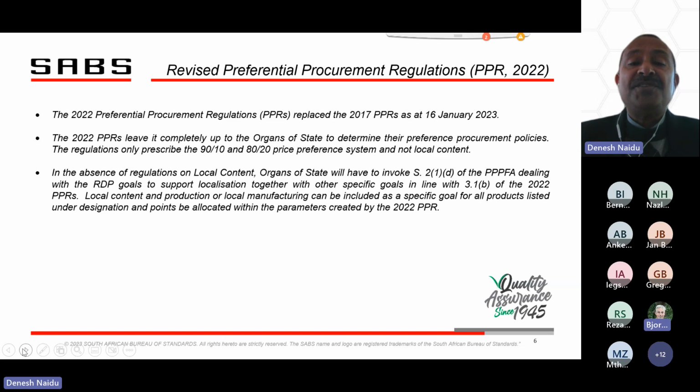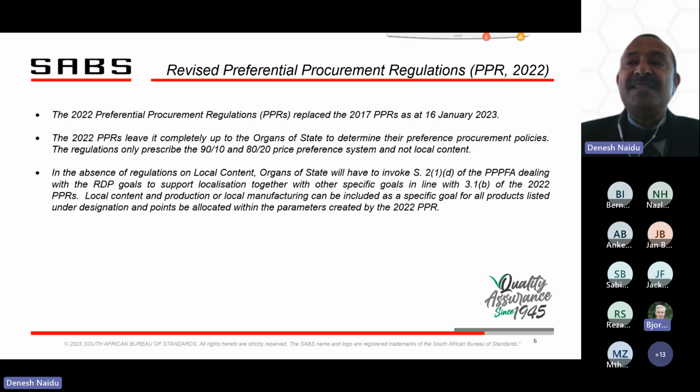What this regulation has done when it came out on the 16th of Jan is that it leaves it completely up to the organs of state to determine their preferential procurement policies. And so the challenge we have is that currently, with the withdrawal of the old requirements on the old act, the requirements for local content verification is not currently documented in the 2022 version of the preferential procurement regulations.